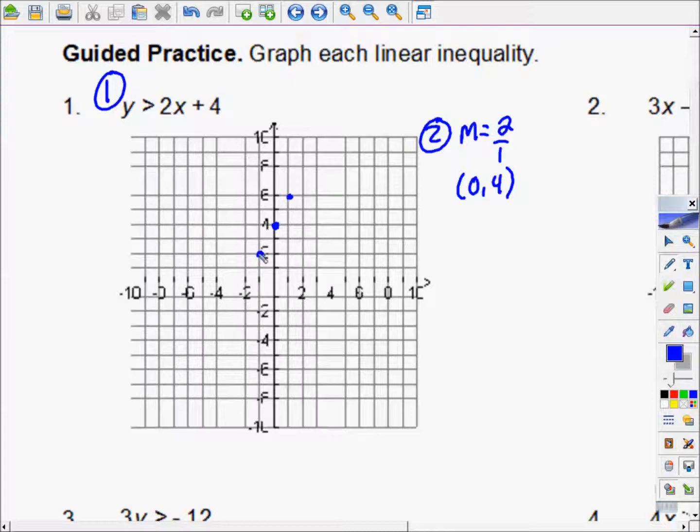Is my boundary line a dotted boundary line or a solid boundary line? Dotted. It's going to be dotted. I'm going to draw a solid and then erase to make it look dotted, because it's easier for me to do that. Hope that doesn't confuse anyone.